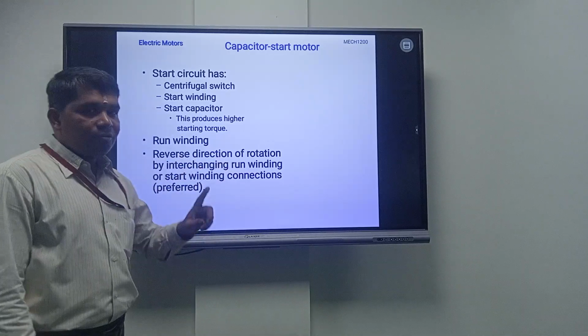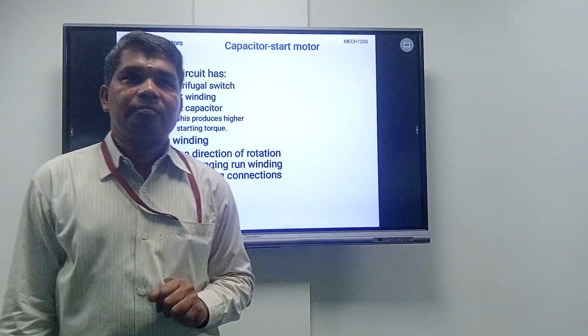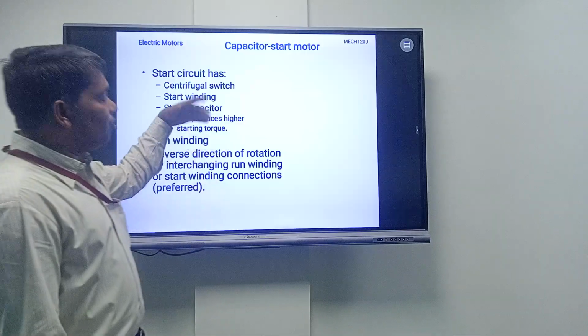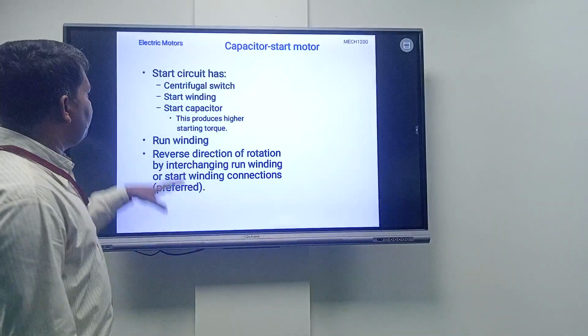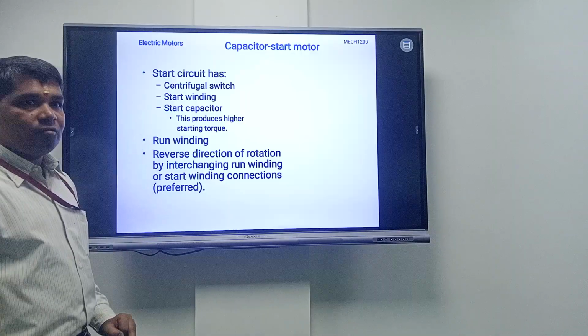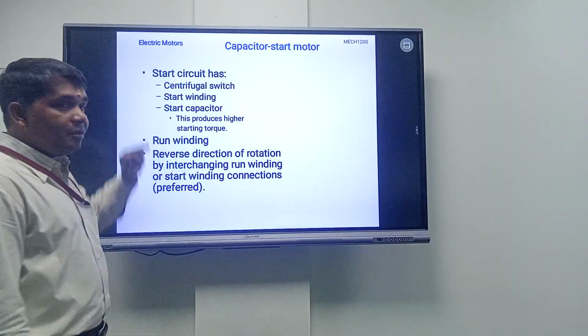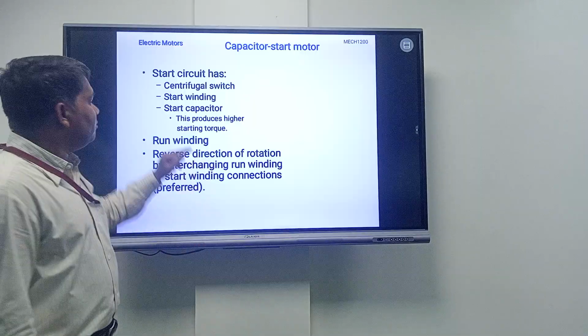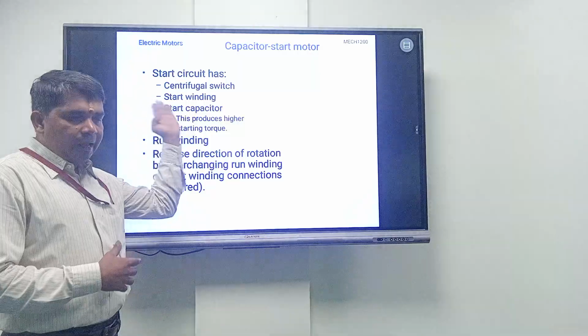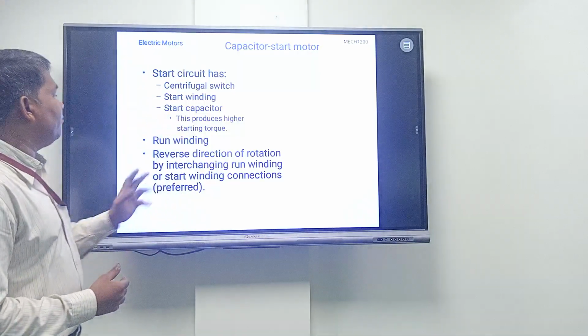Actually we have mentioned two winding names, stator winding and rotor winding, but in the capacitor cases we say start winding and run winding. The start winding is the main winding, that is the starting winding, and the running winding is the one where you are using the capacitor.